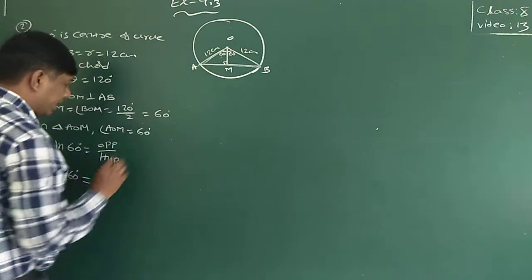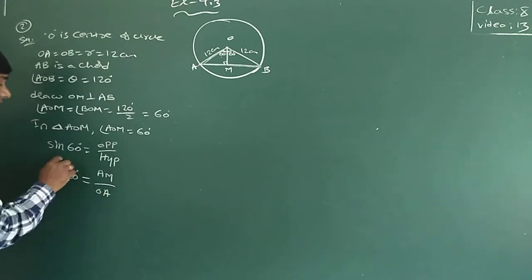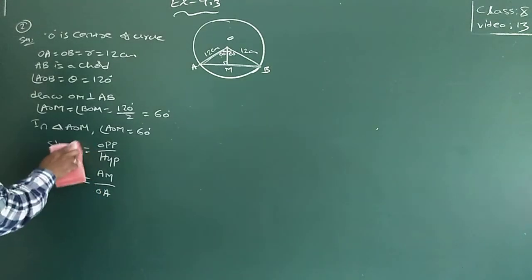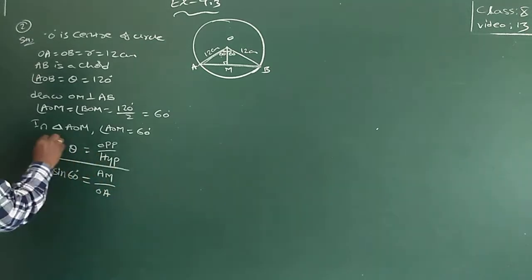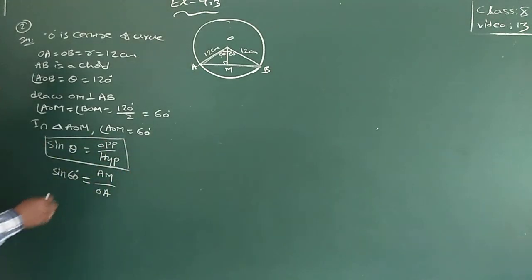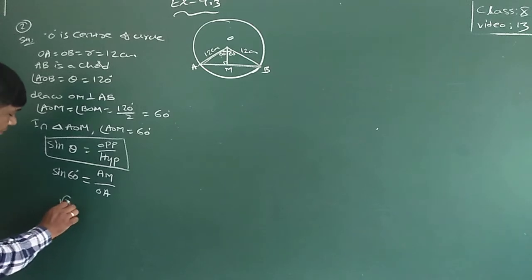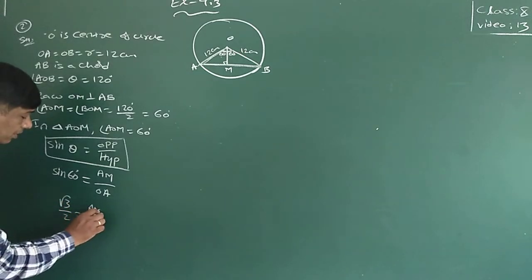Hypotenuse is OA. Sin theta is equal to opposite side by hypotenuse. Using this formula, sin 60 degrees value is root 3 by 2, which is equal to AM, whose value we don't know.